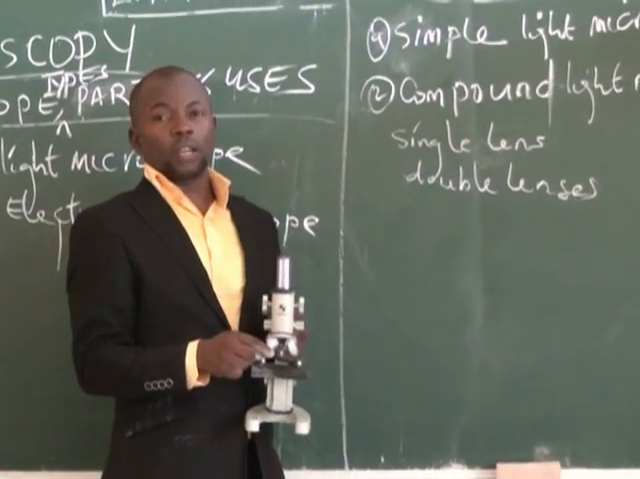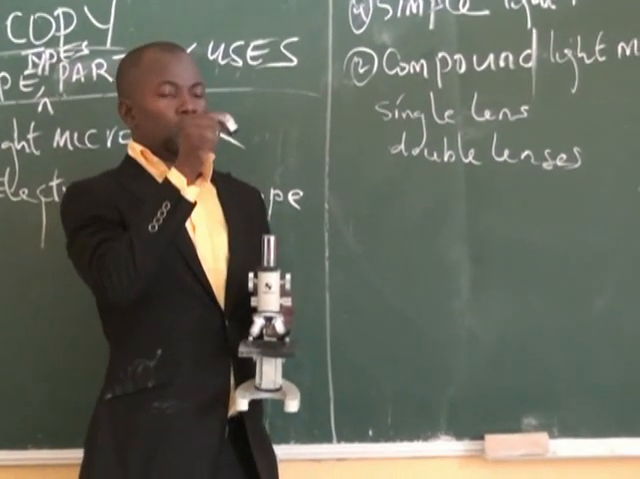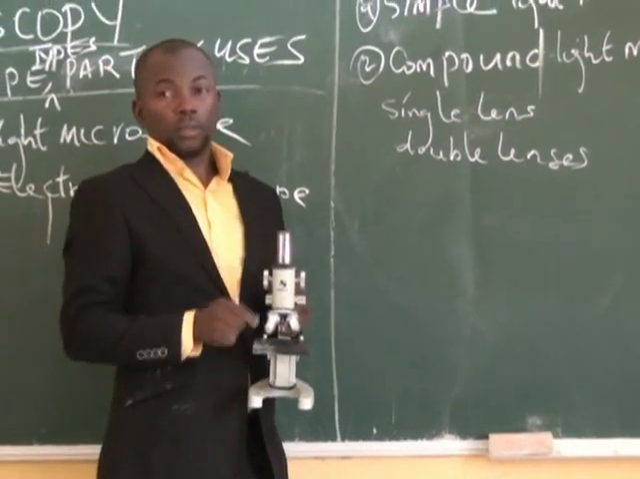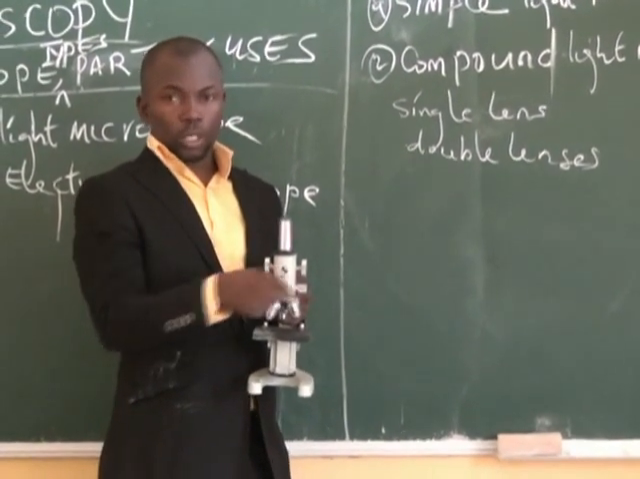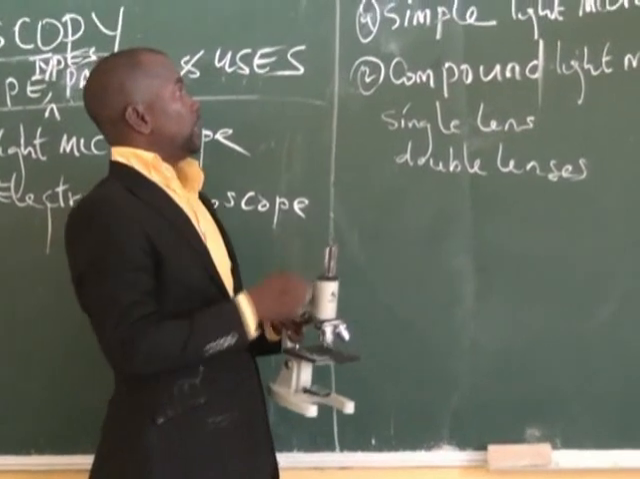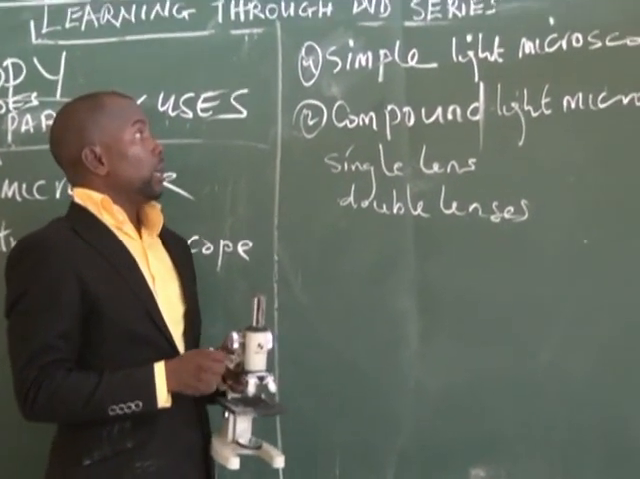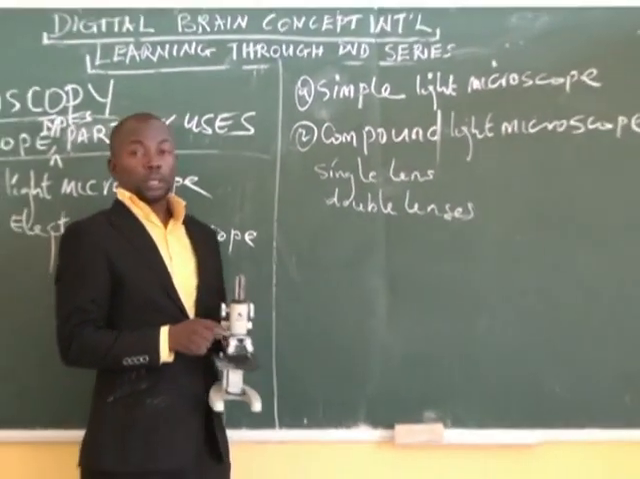But when a microscope has only one lens, maybe only the eyepiece, and does not possess the objective lenses, it's regarded as a simple microscope.